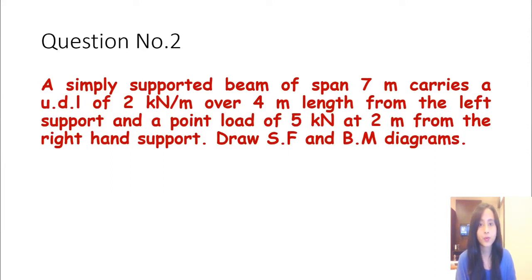A simply supported beam of span 7 meter carries a UDL of 2 kilonewton per meter over 4 meter length from the left support and a point load of 5 kilonewton at 2 meter from the right hand support. Draw SF and BM diagrams. So we need to draw shear force and bending moment diagram. From this given question, we first need to draw the diagram and then start solving it. So let us get going.